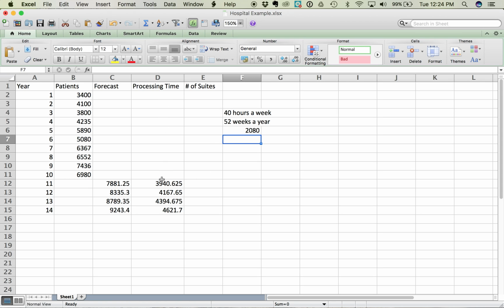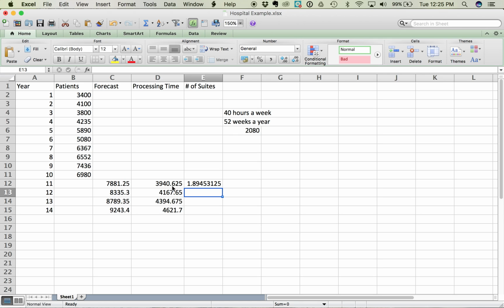So if we are forecasting that we're going to need just under 4,000 hours of surgeries, how many surgical suites is that? We'll take the 3,940.625 and divide it by the 2,080. Based on our forecasted demand, we would need two surgical suites, each running 2,080 hours in a year, to meet that demand.